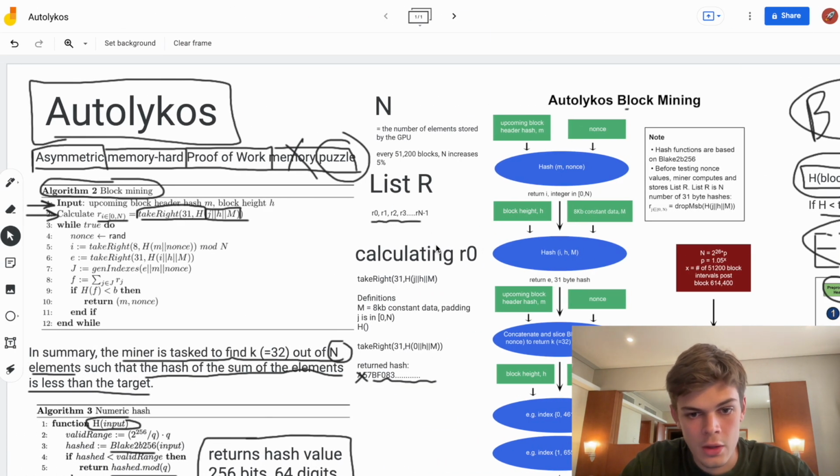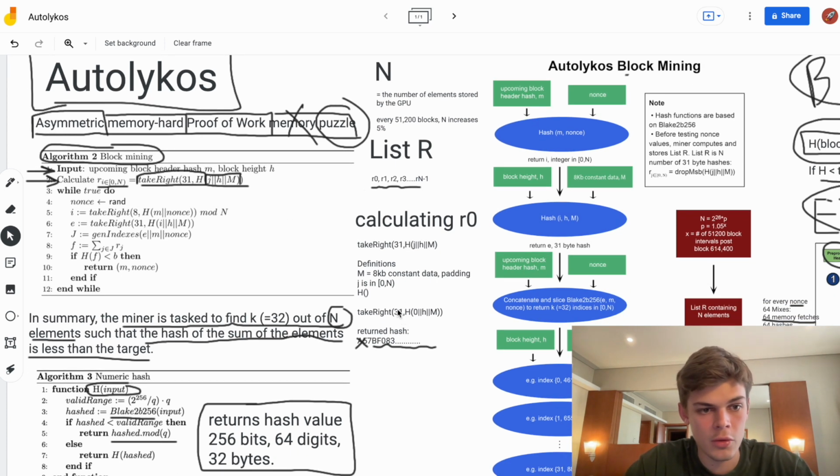So that should all make good sense, and now we sort of understand what the GPU stores in memory. So obviously in Ethereum it was the DAG, but in Ergo it's not a DAG, it's sort of like a data set determined by n, so it's n values long, and each R value is 31 bytes. So that should all make good sense.